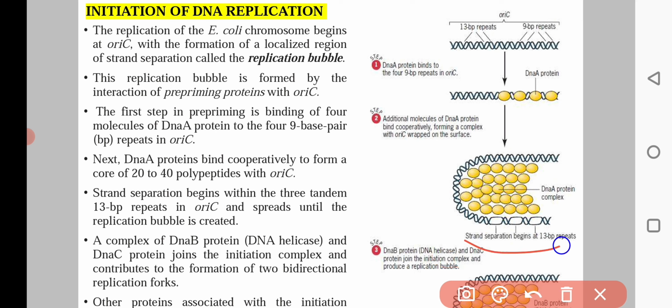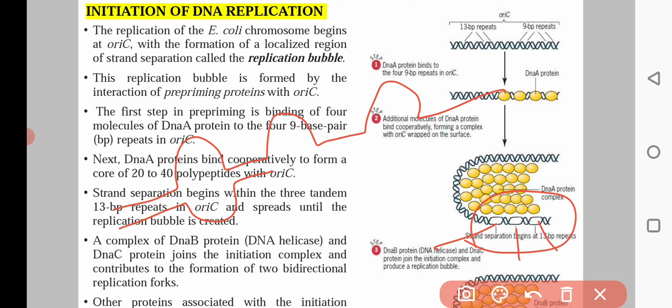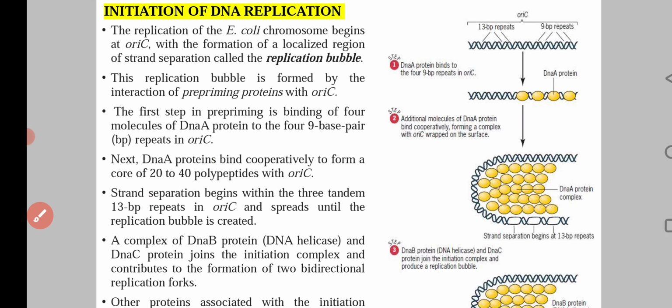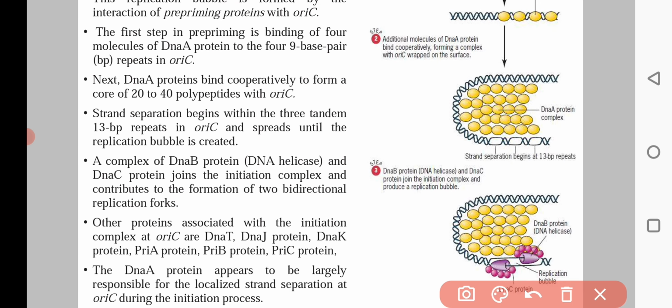So you can see that here the 13 base pair repeats start opening, means the 2 strands start opening like that. From other places the 2 DNA strands remain attached with each other, but they open up here and more molecules of DnaA protein join, which create pressure, and ultimately a localized region of strand separation is formed like this, and this is known as the replication bubble.